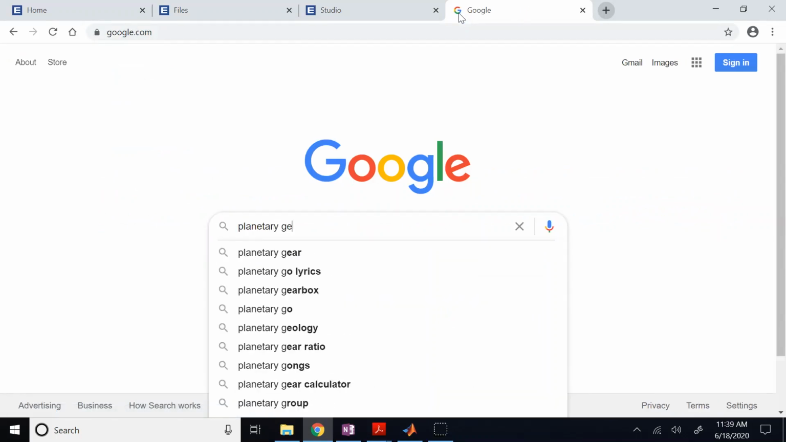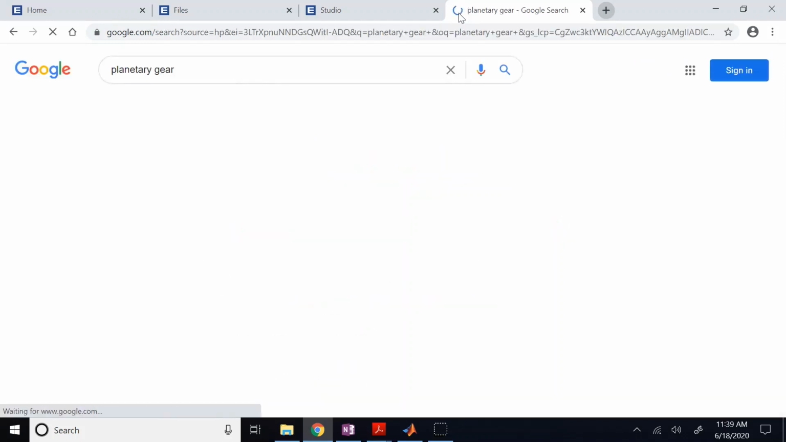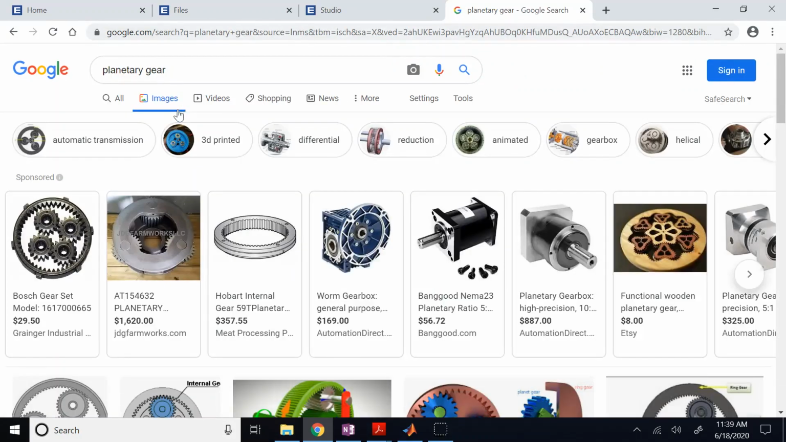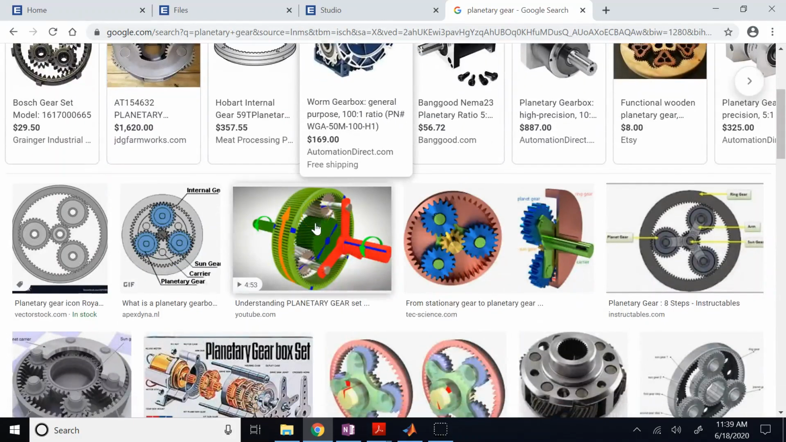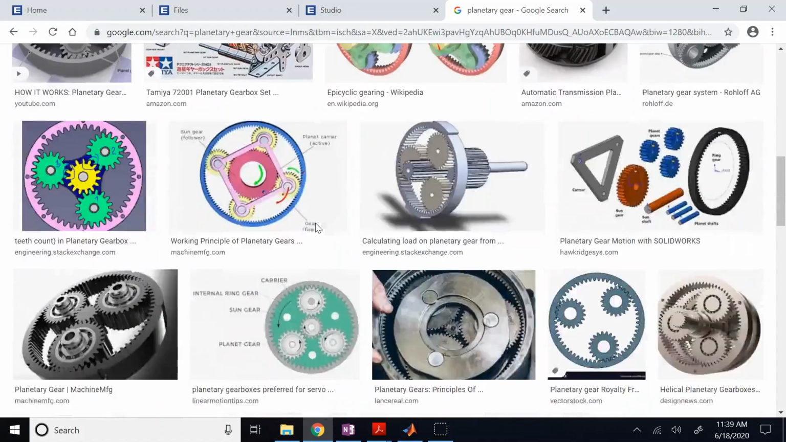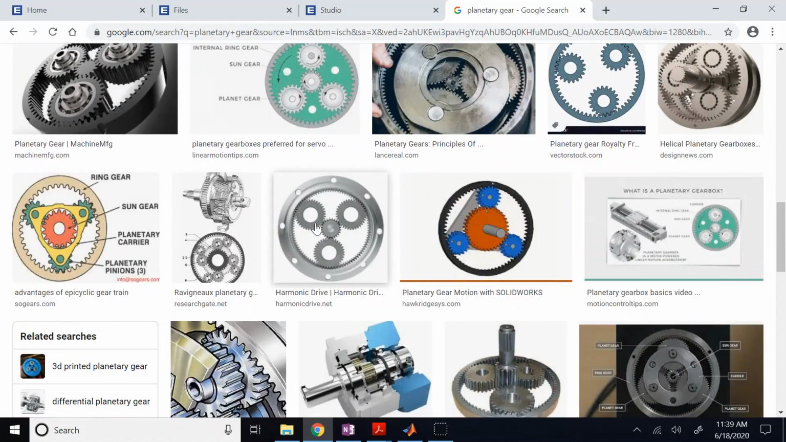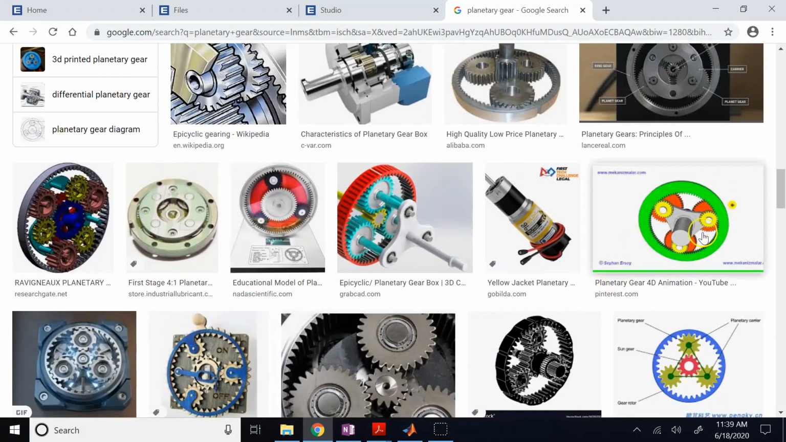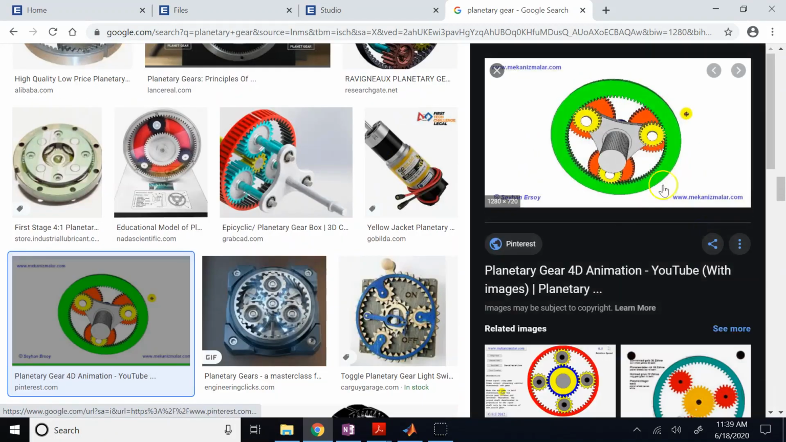Planetary gear, and this is what you would use. I mentioned it in automatic transmissions. So if you look at the planetary gear, I want to show you a 3D view that helps you understand this better. Yes, this is the good one.